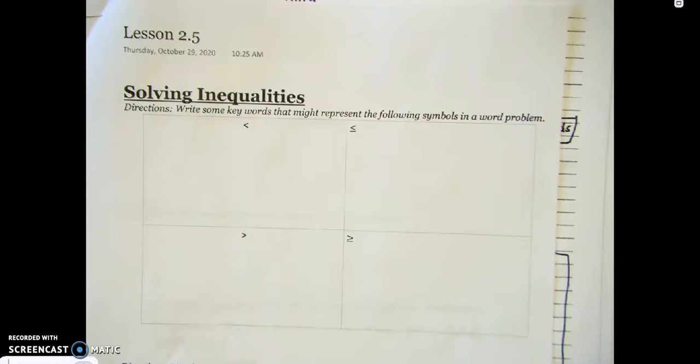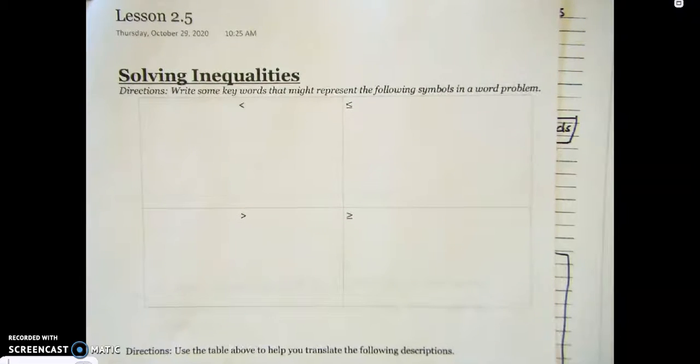All right, so today we're looking at lesson 2.5, which is all about solving inequalities. We did this a little bit last unit with just regular inequalities, and now we're going to look at it with word problems. You have a copy of this right in your notes, so I'm going to fill it out here.